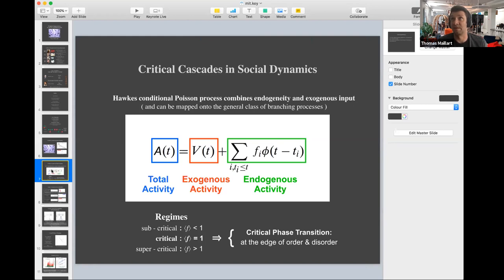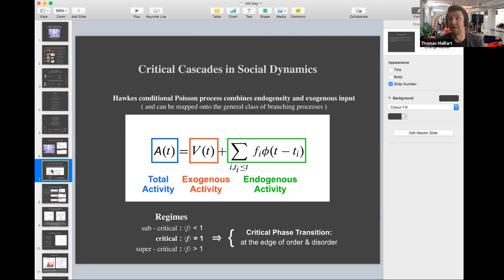It's a point process, so it's a discrete process where you ask how many new activations, in our case commits, we can expect in the future given what we have experienced before in terms of contributions, and also some exogenous shocks, so some activity that could be triggered by some kind of event.